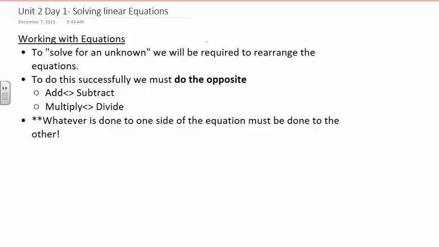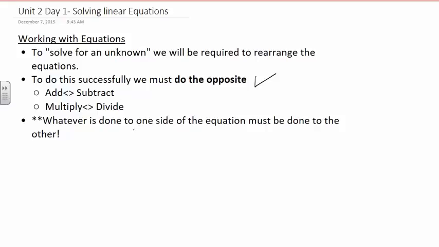There's a couple things to note when working with equations. We know equations are made of variables as well as numbers. To solve for that unknown, the variable, we're required to rearrange the equation. And in order to rearrange the equation, we must know this second bullet: we always do the opposite. If there's adding going on and we want to rearrange it, we do subtracting. Likewise, if there's multiplying going on, we must divide, and vice versa. If there's dividing, we multiply, and if there's subtracting, we add.